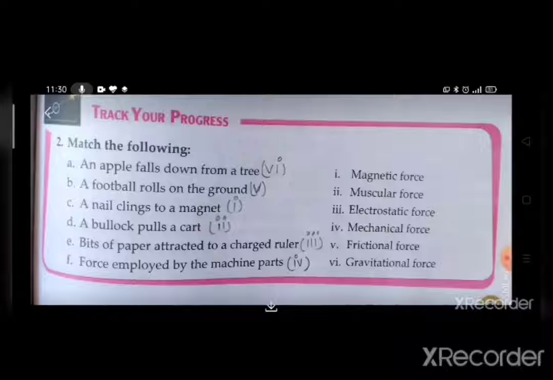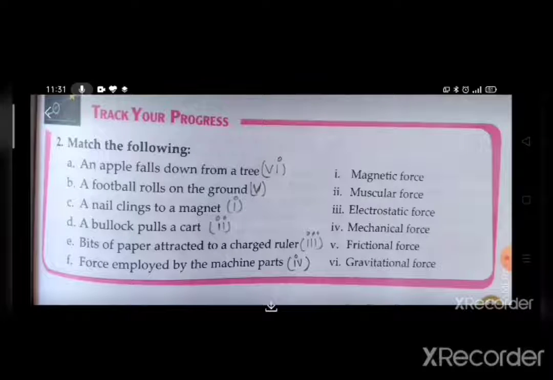The next one is match the following. An apple falls down from a tree, that is gravitational force. A football rolls on the ground, that is frictional force. A nail clings to a magnet, is magnetic force.